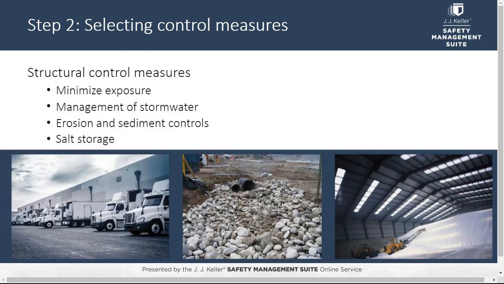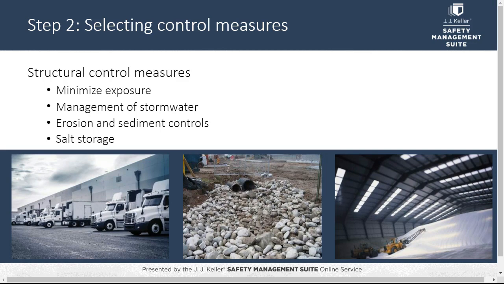So structural control measures include a variety of structure types. One type is minimizing exposure of manufacturing, processing, and material storage areas to rain, snow, and snowmelt by either locating industrial materials and activities inside or protecting them with storm-resistant coverings. This includes during loading and unloading, storage, disposal, cleaning, maintenance, and fueling operations.